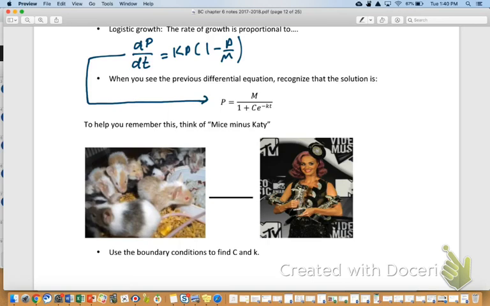I like "mice minus Katie" as a way of remembering it. And you have a nice visual here. I'll show you how this is supposed to help. Here is your mice in gray. Do you see it? The one is an I, mice. And then once you do that, then the minus Katie is pretty obvious.